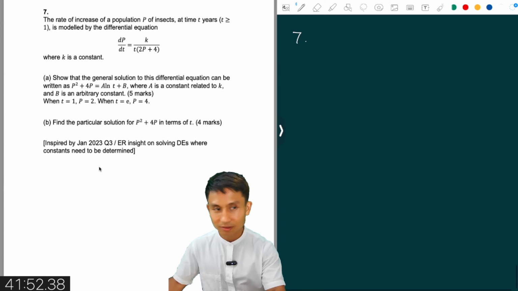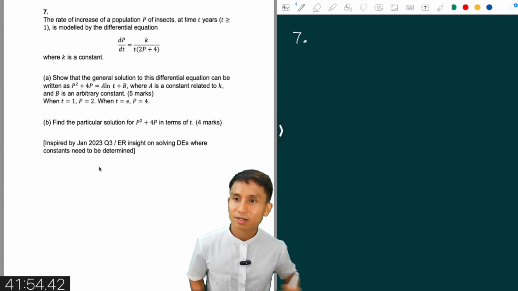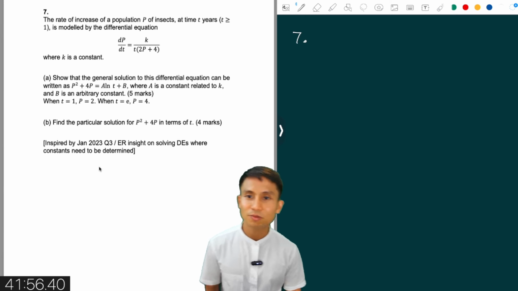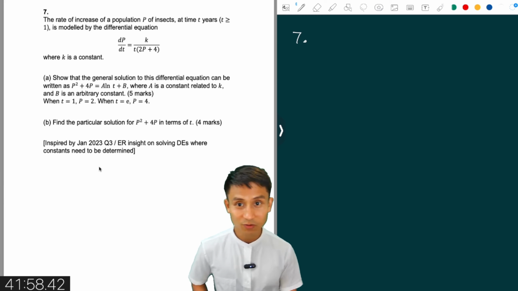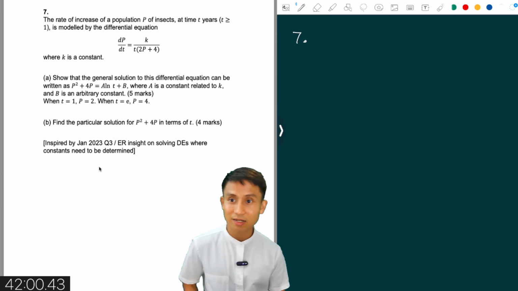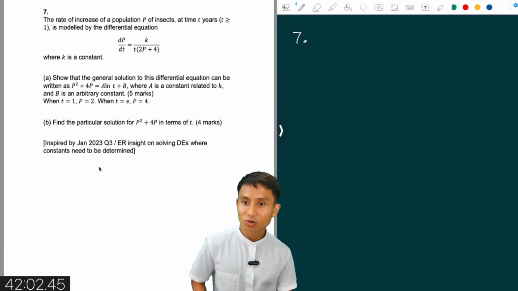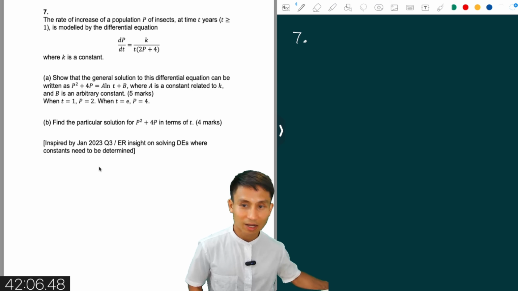Number 7. I'm at 41. The rate of increase of a population P of insects at time t years, where t is greater than 1, is modeled by the differential equation. Show that the general solution to this differential equation can be written as that.